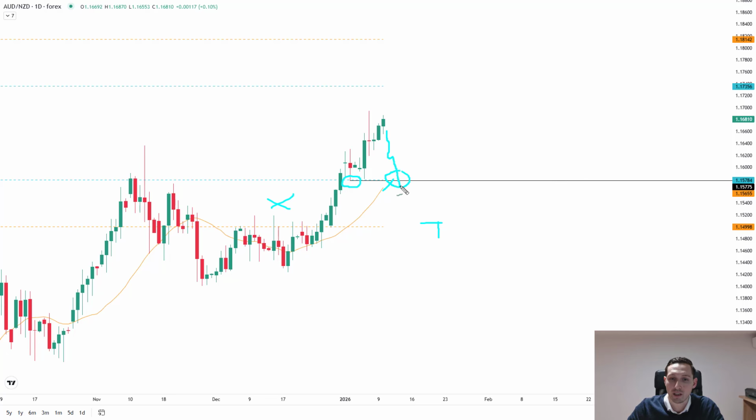And if we enter this kind of area here below the 1.15784, I'm going to be looking for a 1 or 2 day flip to the upside. That is what I like to see in Aussie New Zealand next week. I can only be a buyer of this market next week.